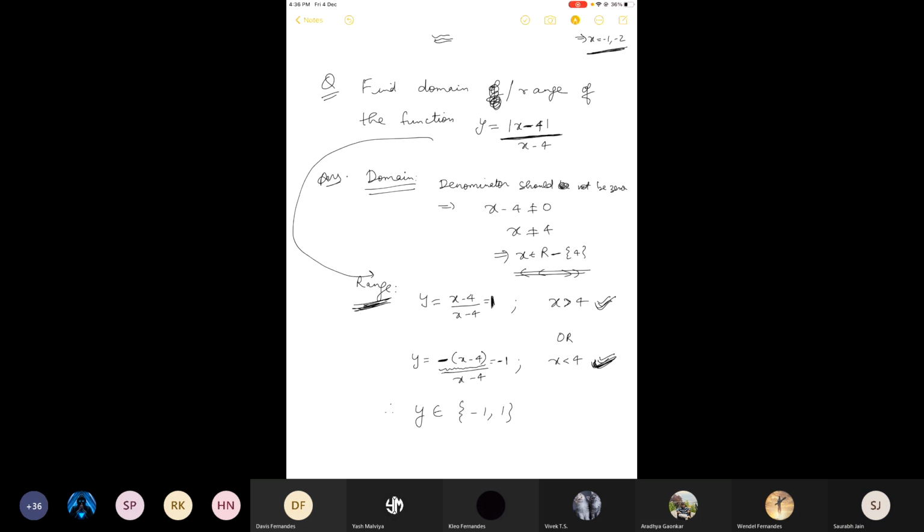All right. This thing is from the modulus topic, and we even learned the wavy curve method and so many things. At that time, I taught you all these concepts. So finally, the range came out to be minus 1 comma 1 in braces. You'll find these types of questions in NCERT.